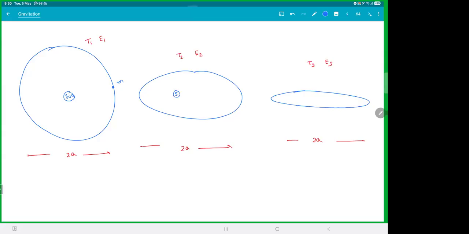This would be the sun here, this would be the sun here. So the difference would be that the focus gets shifted. So a satellite going in three elliptical orbits. Compare the time periods and the energy, which is greater, which is smaller. T1 greater than T2 greater than T3, E1 greater than E2 greater than E3, something of that sort. Arrange the energy and the time period of a satellite going around the sun in three different orbits.